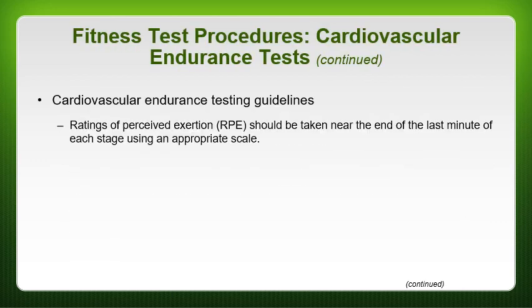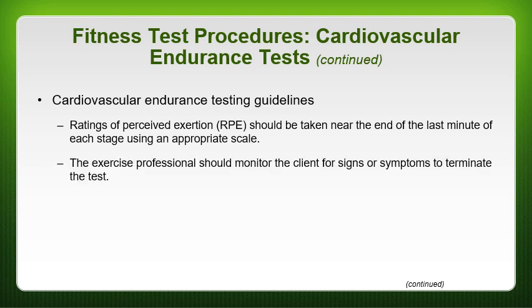In your other testing guidelines, your rating of perceived exertion should be taken near the end of the last minute of each stage using an appropriate scale. Ideally using the Borg scale, so you'll have a big Borg scale printed out, ideally on the wall, or be able to show the person so they can visually rate their perceived exertion. You want to monitor the client for signs and symptoms to terminate the test. We've already talked about those.